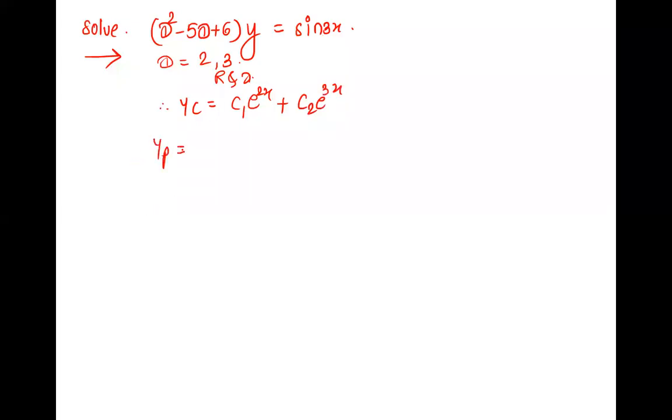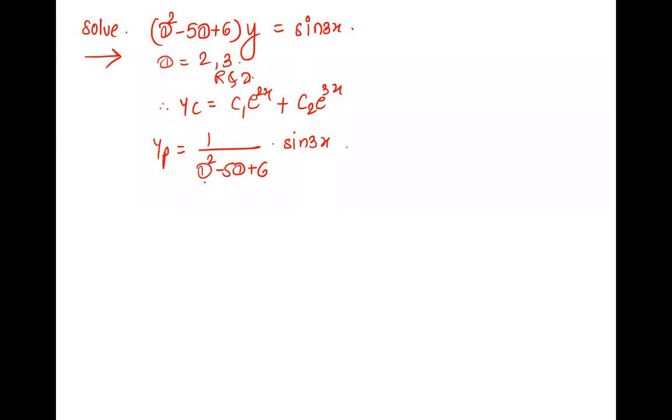Now we'll go to yp. 1 upon d square minus 5d plus 6 into sine 3x in the denominator. The function on the right hand side is sine 3x. Then, while solving for sine and cos function, your denominator must have d square in it. Is it having d square? Yes, ma'am, it is there. At least one term is there. We are sure that at least we are having d square once.